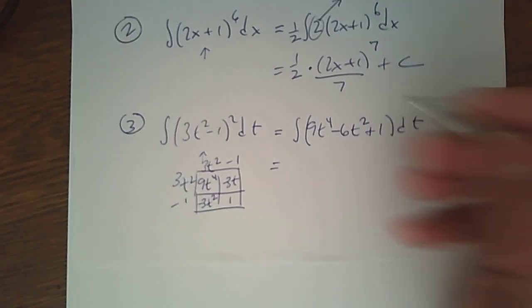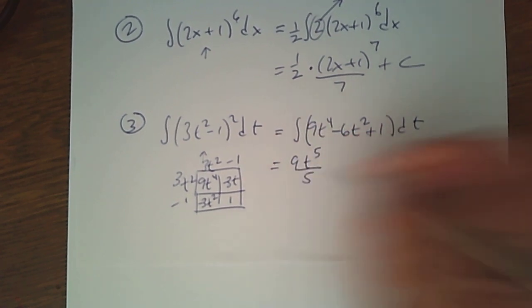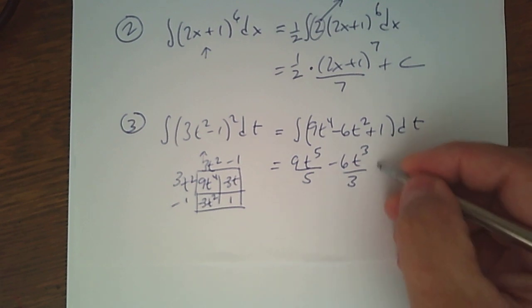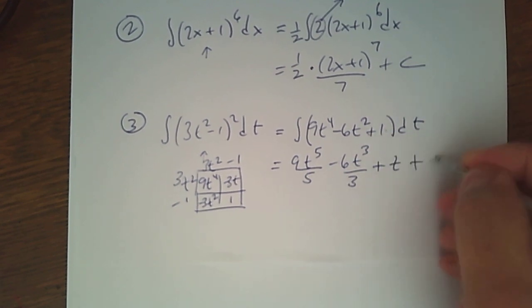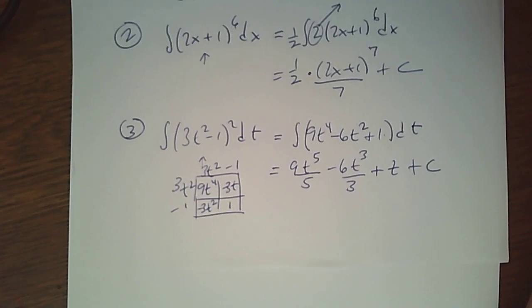Then for each one, you just integrate doing the power rule. So we have 5 and then divide. We don't have to simplify. Add 1 and then divide. And then 1 is just t and then plus c. All right, number 4.